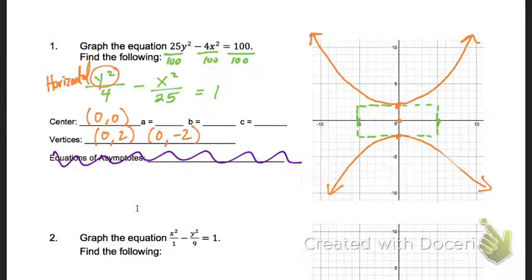From here, I don't even want us to label the A, B's, and C's. If we can label the vertices, then we are good. The length of my transverse axis would be 4, right? And then the length of my conjugate axis would be what? 10. If that's something that they asked you.